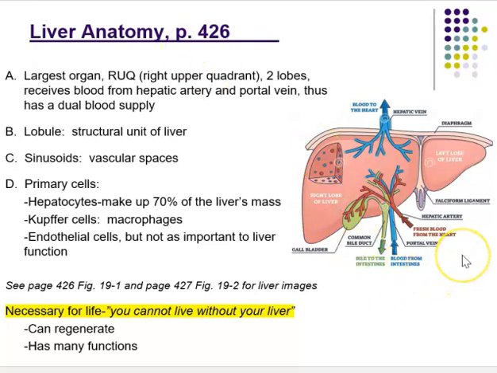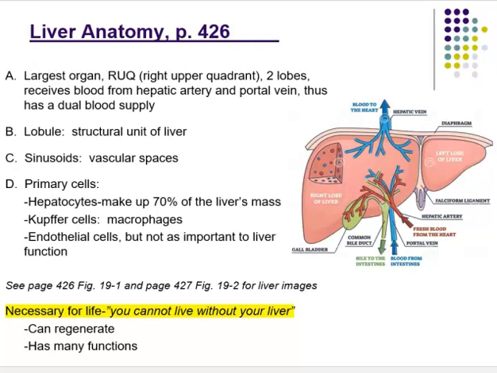So let's look over here at our diagram of the liver on the right-hand side. Here is that hepatic artery, so it's receiving fresh blood from the heart. And here is our portal vein, so blood comes from the intestines. So that's that dual blood supply coming into your liver. The structural unit of the liver is known as the lobule, and we'll see an image of what that exactly looks like coming up on the next slide.